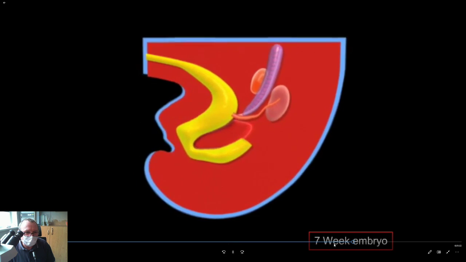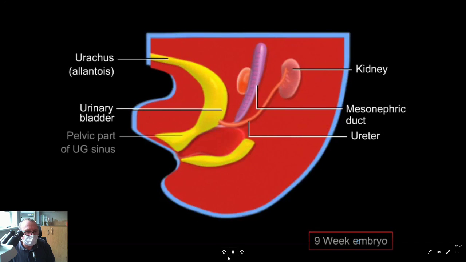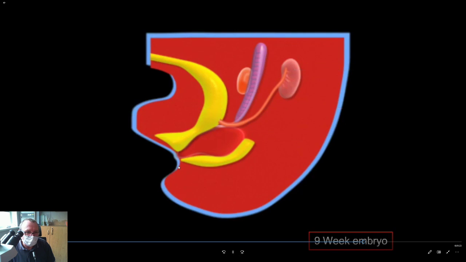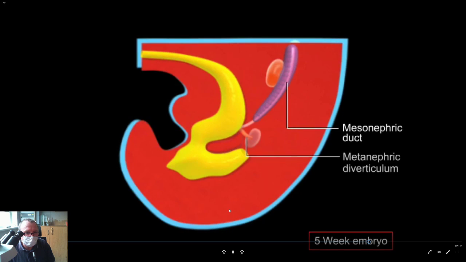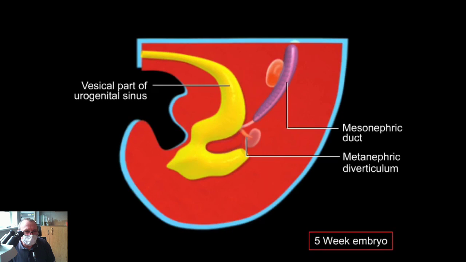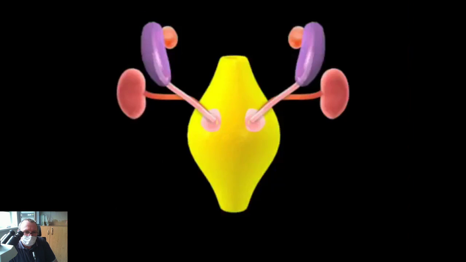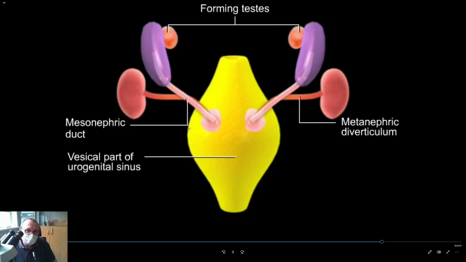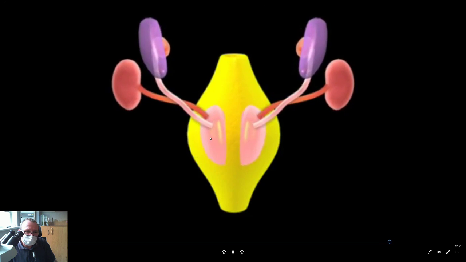Now you can see, it was the 7th week, so there was still the urogenital membrane, and here is the 9th week. Probably here the urogenital membrane is disrupted. The urogenital sinus is growing and is, as I already said, incorporating the terminal ends of our mesonephric duct and ureteric bud.